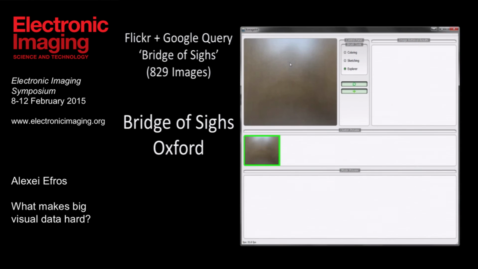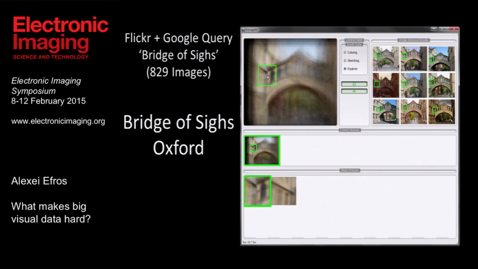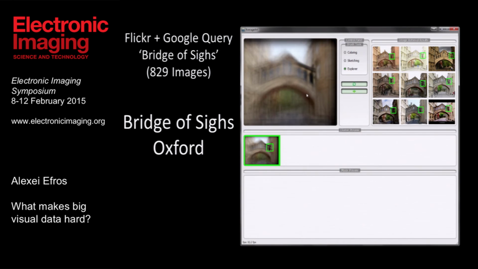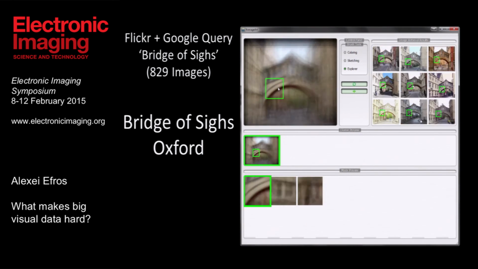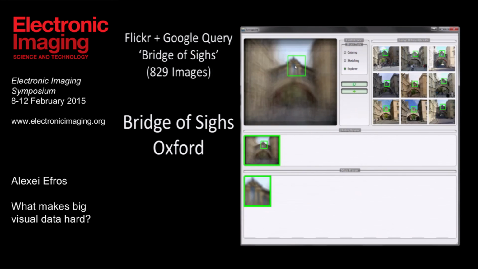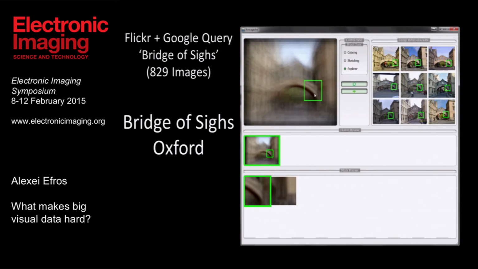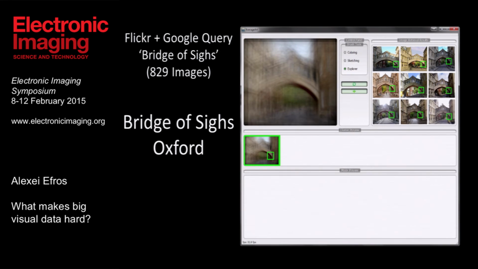All right. So here is an example of this alignment. This is a whole bunch of images of the Bridge of Sighs in Oxford, and you can see that depending on where you click, it aligns at different places, and you can actually do this exploration of the data set by changing the focus of the data set. Okay.